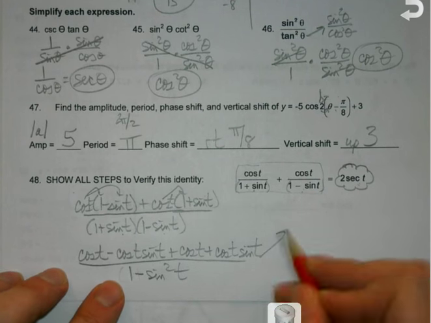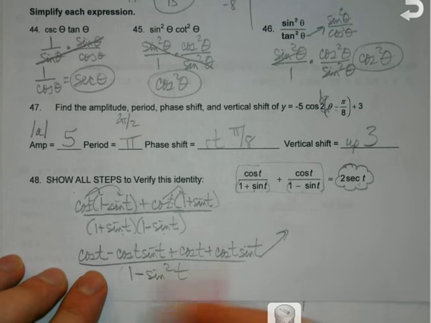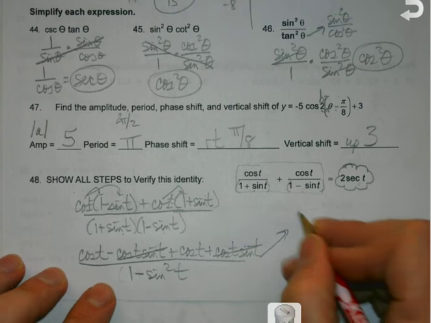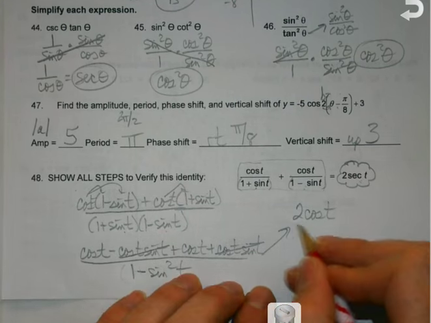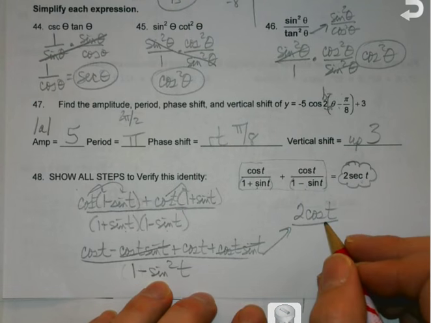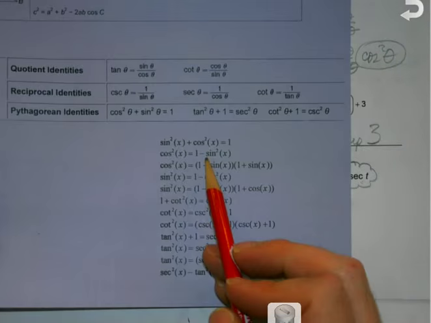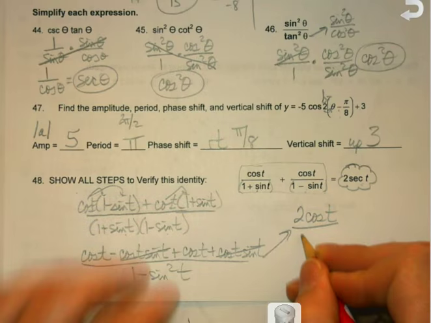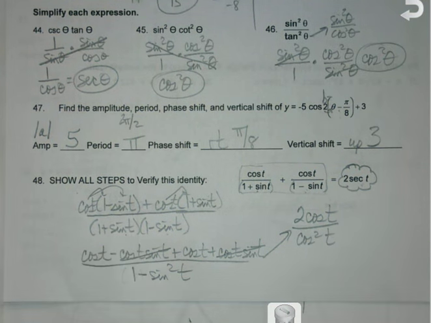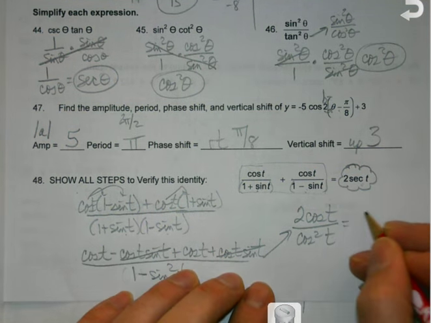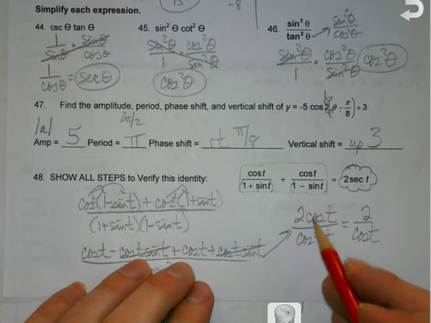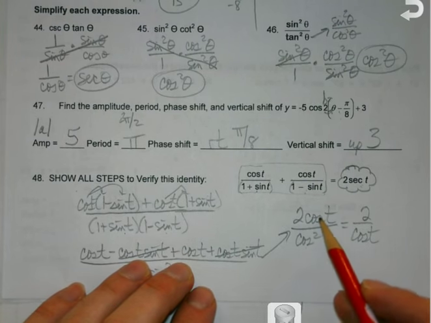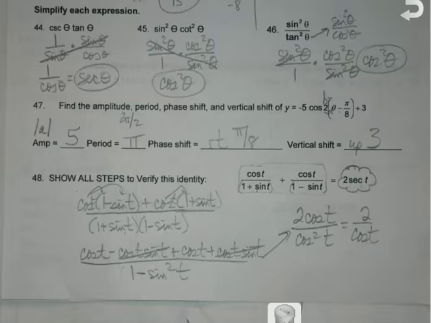Here's something else I notice. Plus and minus cosine of t sine of t. That's good. So 2 cosine of t, because they didn't cancel out, over 1 minus sine squared. I know what that is. Cosine squared. Cosine squared of t gives me 2 over the cosine of t, because we treat these like we would exponents. X over x squared would get me x down in the denominator.